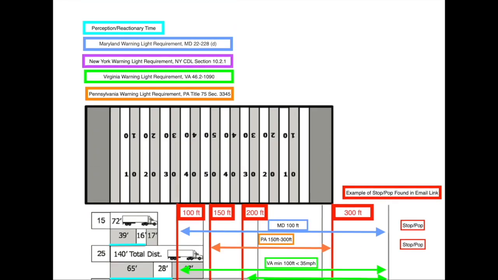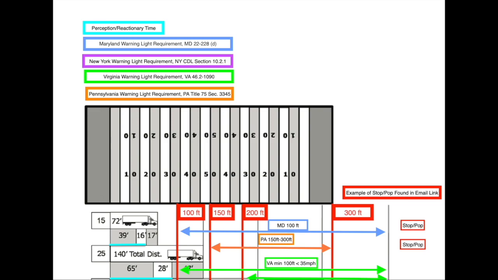The teal is the perception reactionary time. That's the time where you're driving, you see a hazard in the road, going the speed limit. You see the hazard, your brain says you need to stop. It sends a signal to your foot. You lift your foot off the gas, and just before you apply the brake, that is the perception reactionary time. This is to show you how much ground you will cover.